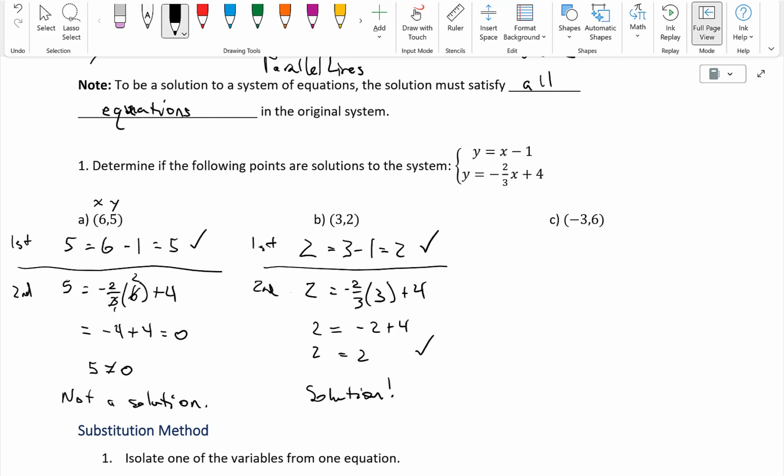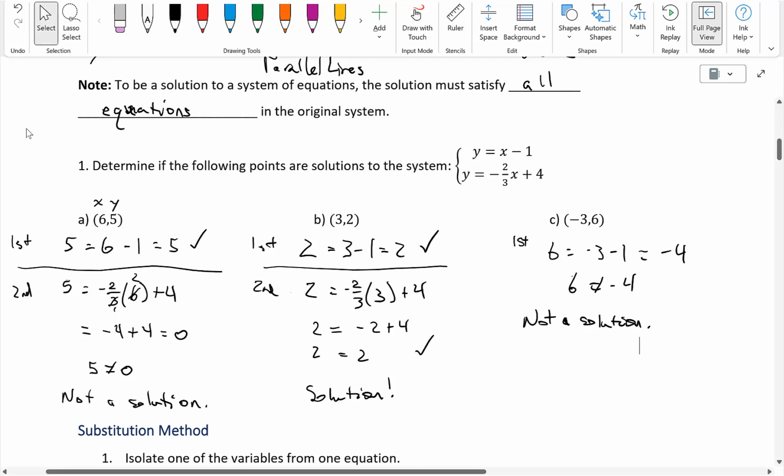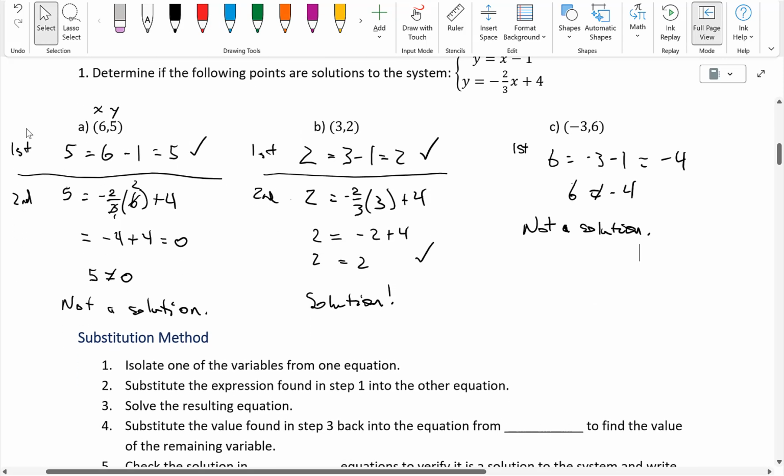And it satisfies both equations, or it is a solution to both of those equations separately, which means it's a solution to the system. For C, if we check in our first equation, we've got 6 equals negative 3 minus 1, which is negative 4. We know that 6 is not equal to negative 4, so we're done. It's not a solution. We don't have to go to the second one and check. It already failed in the first. Right? It has to satisfy all those equations. So if even one of them fails, it's not going to be a solution.